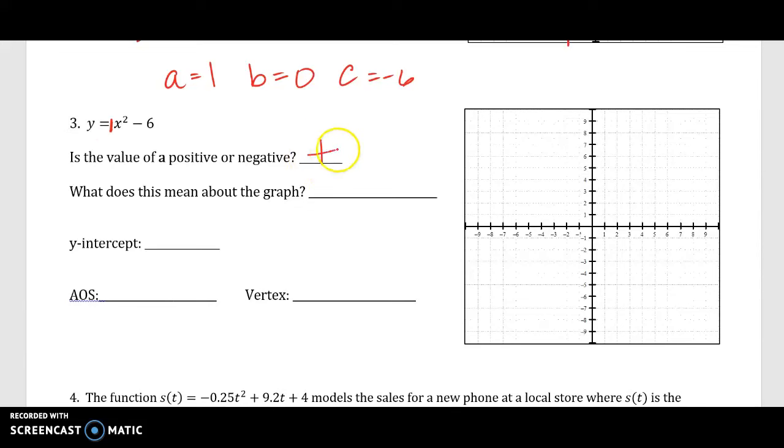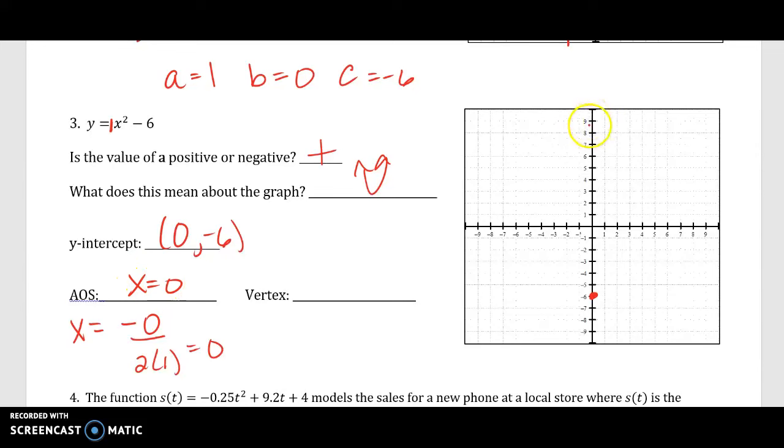So a is positive, so it opens up. Our y-intercept is (0, -6), down here. Our axis of symmetry, -0 over 2 times 1, is just 0. Which makes sense because our y-intercept here is also going to be our vertex. When I plug in 0, I get y equals 0 squared minus 6, which is -6.